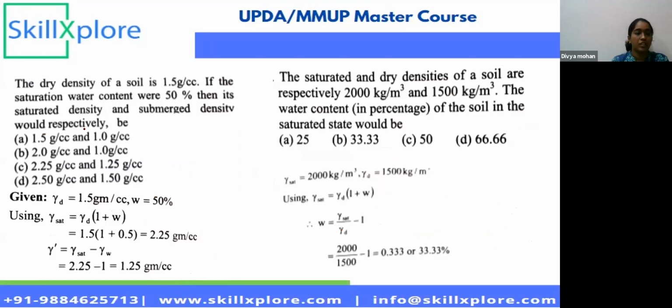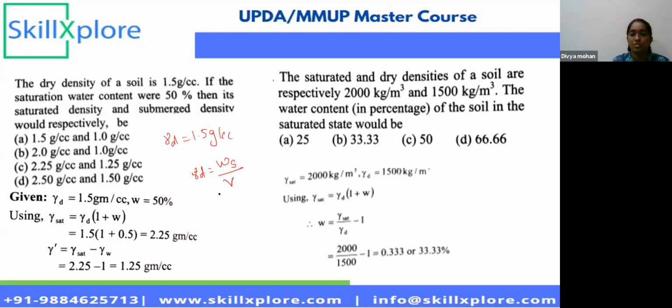Next problem: they have given the dry density of soil as 1.5 gram per cc, and if the saturated water content is 50%, then find its saturated density and submerged density. Okay, so they have given gamma dry, 1.5 gram per cc. Gamma dry is nothing but weight of solids by total volume.